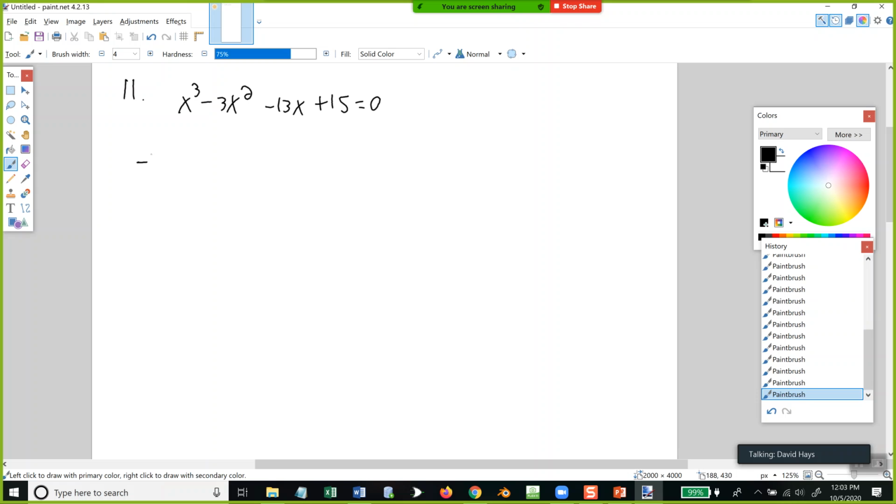Since they give you an answer, we can take that and plug it into synthetic division. Largest power is x to the third, so we'll have an x to the third, an x squared, an x, no x. 1, negative 3, negative 13, 15.